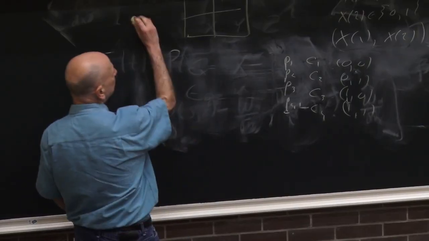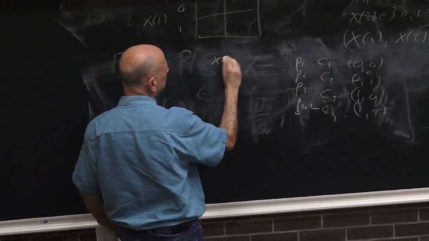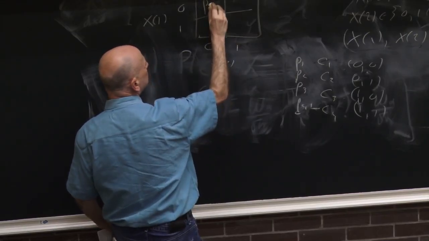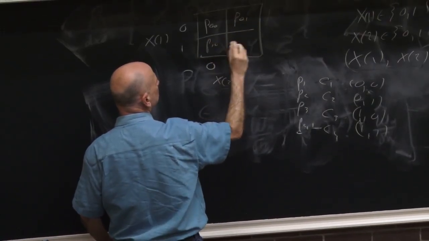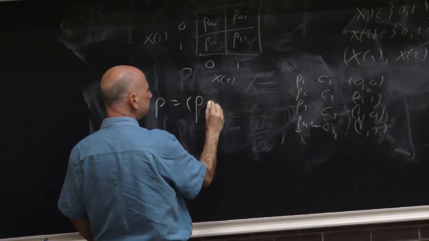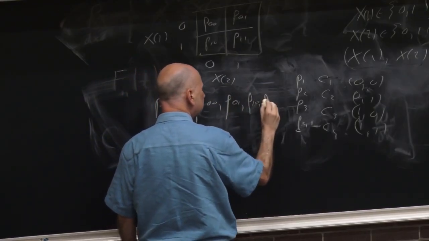It's better to think about it as a table, where x1 can take the value 0, 1, x2 can take the value 0, 1, and I'm going to call the probabilities P00, P01, P10, P11. Again, this is just some multinomial.